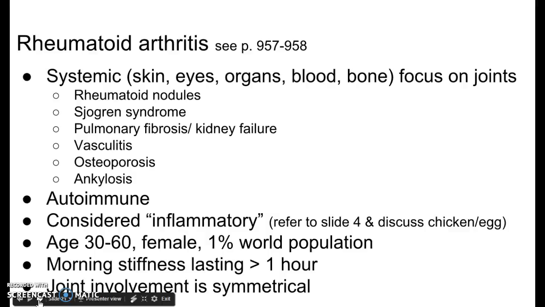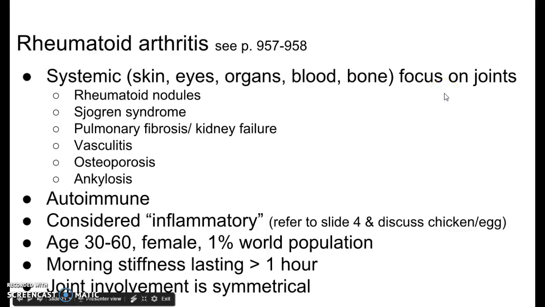connective tissue disorders. So we're going to start with rheumatoid arthritis on page 956, and it gives you a definition there. Rheumatoid arthritis, a progressive inflammatory disease, and it is a systemic disorder. So it doesn't just affect the joints, but that seems to be where it causes the most trouble. Systemic means throughout the body. So rheumatoid arthritis can sometimes affect the skin, the eyes, organs, so heart, lungs, liver, all of that. Blood, it can throw off blood counts. It can affect the bones.